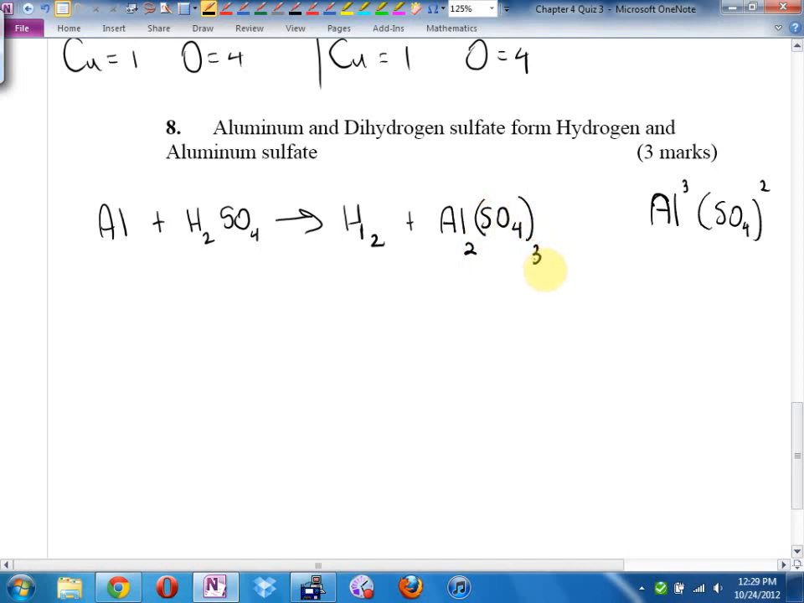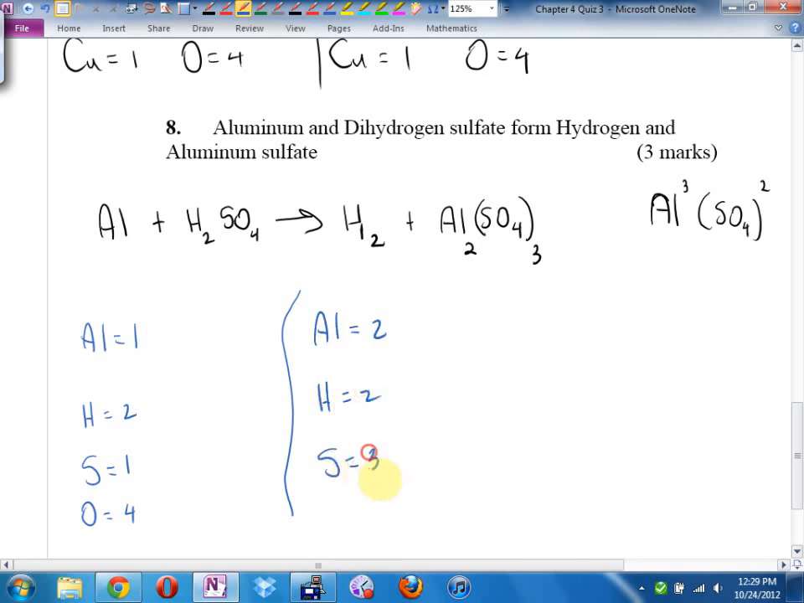There's my skeleton equation. Now, let's balance. How many Als on the left? 1. How many H's on the left? 2. How many S's on the left? 1. How many O's on the left? 4. How many H's on the right? 2. Let's go in order, Mr. Dewick, you did Als first. How many Als on the right? 2. How many H's on the right? 2. How many S's on the right? 3. How many O's on the right? 12.